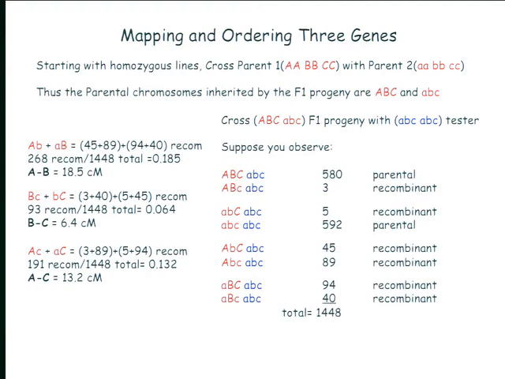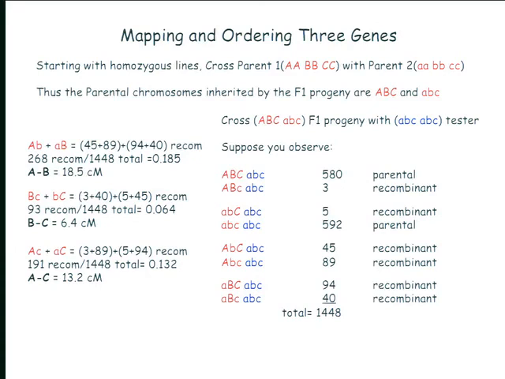And we're going to cross this parent with our tester line, which is recessive at all three of these loci: little a, little b, little c. So the parental chromosomes inherited by the F1 progeny are going to be big A, big B, big C from this parent, and little a, little b, little c from that parent. So we're going to cross these F1 progeny back to our tester line, little a, little b, little c, and make observations on what combination of phenotypes you see in the F2.